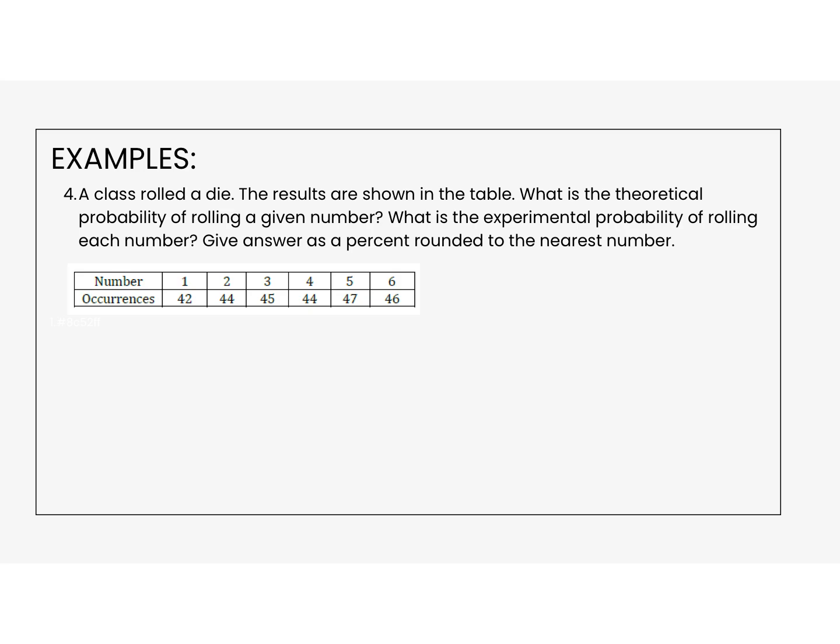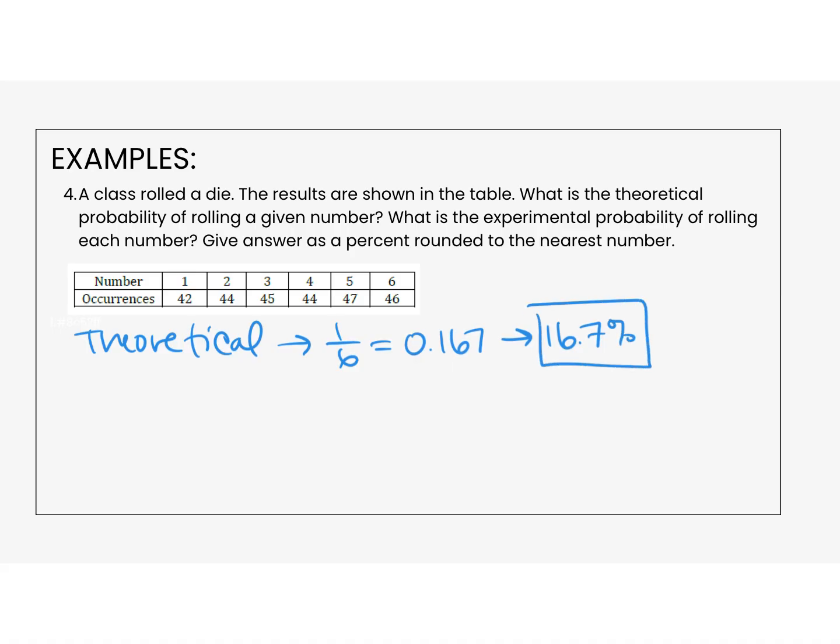Another example, let's look at experimental and theoretical probability. So a class rolled a die. We see the results in this table here. What's the theoretical probability of rolling a given number? And then what was the experimental probability of rolling each number? So let's look at theoretical first. For each number, it's just 1 out of 6, because I have a 1 in 6 chance of rolling any number on a die, which is 0.167 or 16.7%.